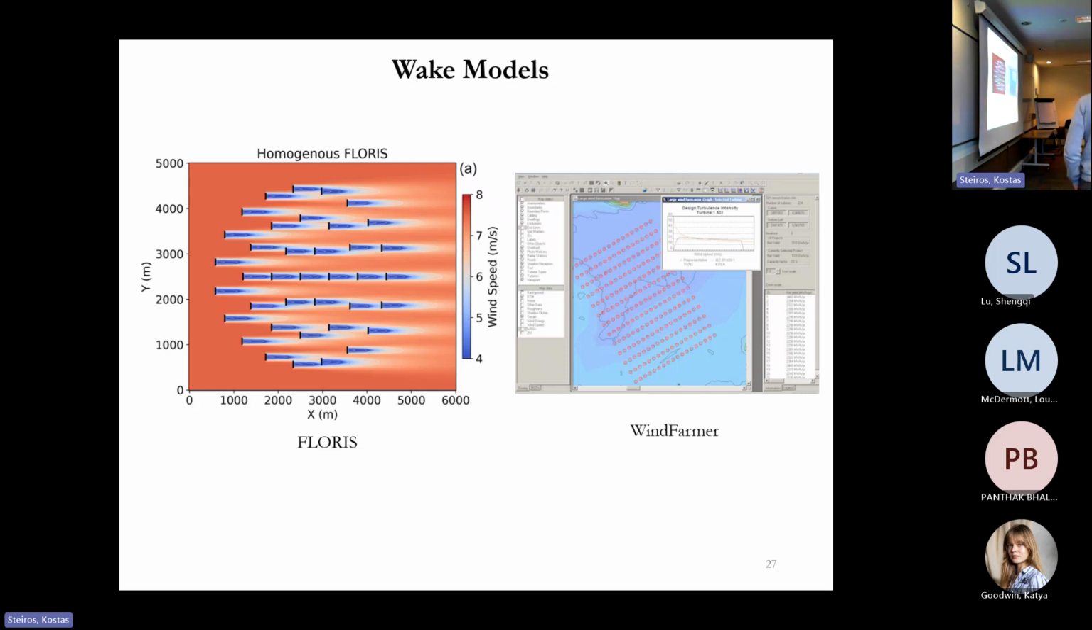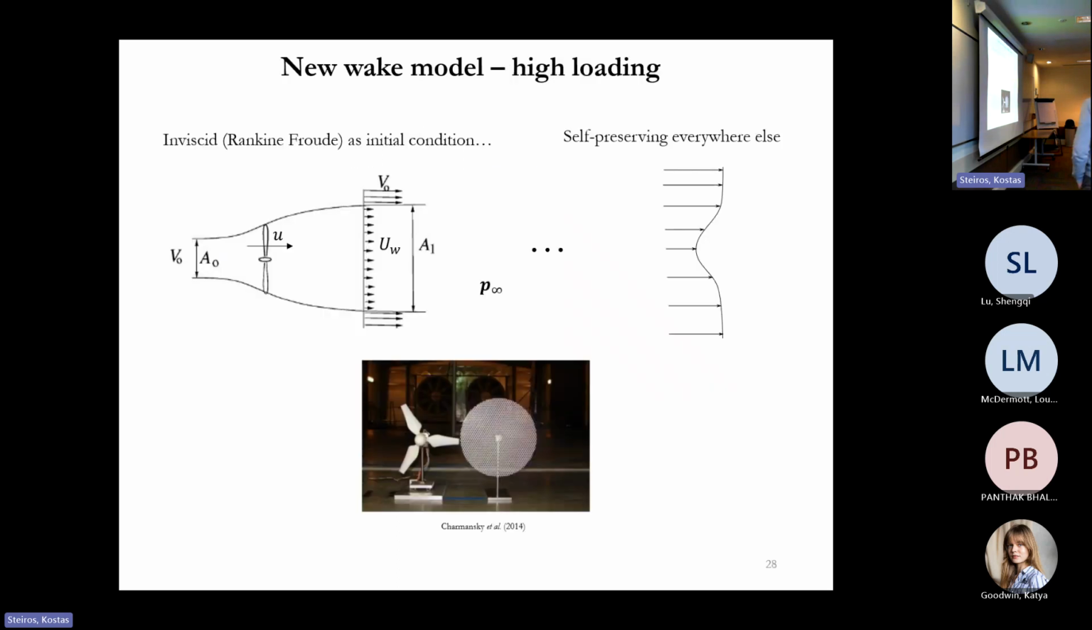All right. So then the question is, how do these models calculate the velocity here? And are they really valid for highly loaded turbines? Can we do something better than what exists already? Well, all these models, what happens is that they treat each turbine individually, and they try to estimate the evolution of the velocity downstream of the turbine.